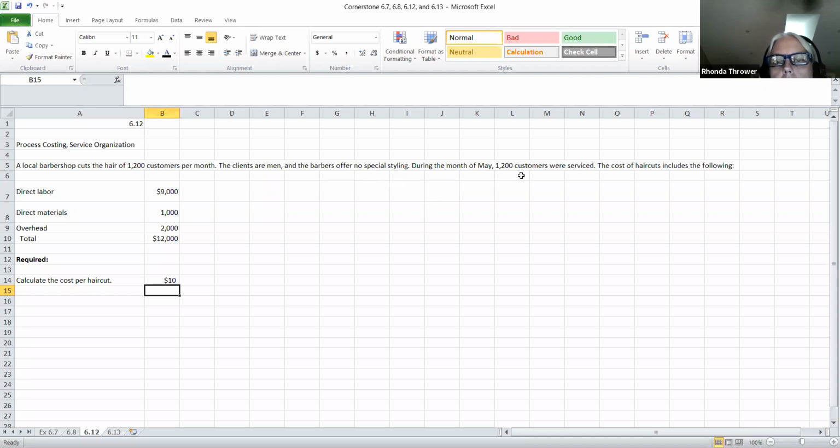During the month of May, 1,200 customers were serviced. So they want you to find the cost of the haircuts, and they gave you the labor, the materials, and the overhead, which all combined are $12,000. So to find the cost of the haircut, we simply divide 12,000 by the 1,200 haircuts that we did during this month of May. So $10 is the cost of the haircut.